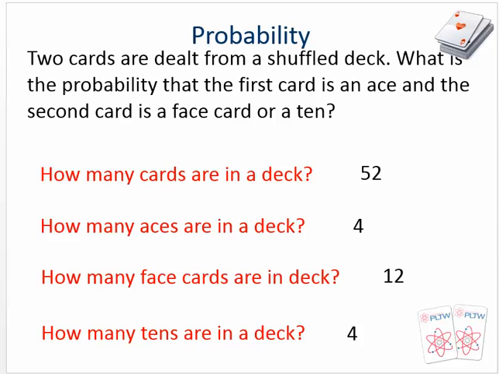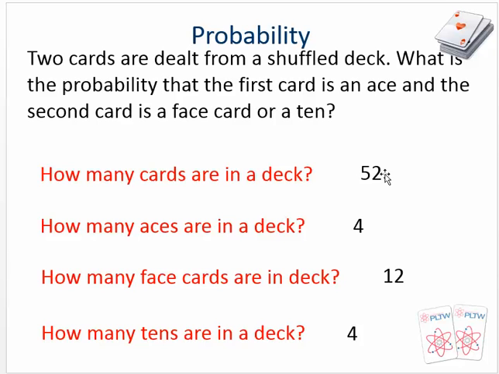All right, let's break this problem down. Two cards are dealt from a shuffled deck. What is the probability that the first card is an ace and the second card is a face card or a 10? So this is some really complicated probability, really. We're going to break it down.